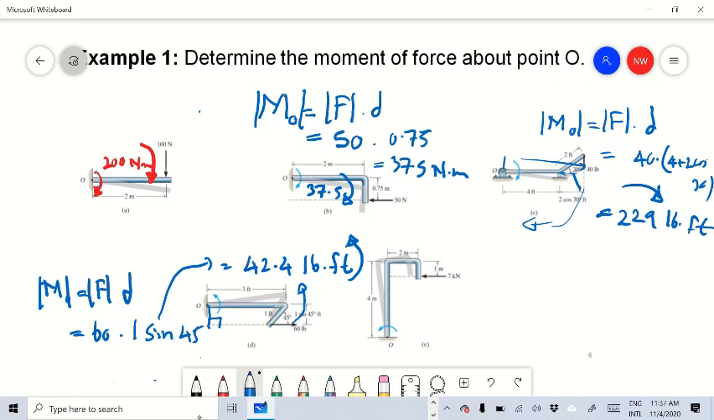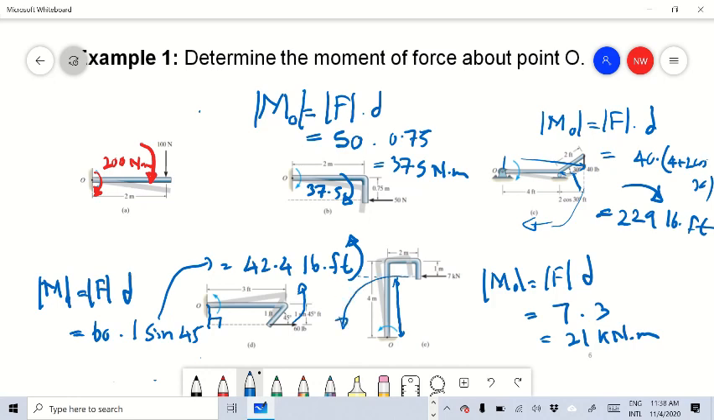So here again, M naught is equal to Fd. Here the force is 7 kilonewton, and the perpendicular distance to the line of action of the force is 3 meters, right? 4 minus 1, 3 meters. 7 times 3 is 21 kilonewton meter. So which direction is the sense of rotation? About this point, this force will create this type of rotation, so it is in this direction, right?